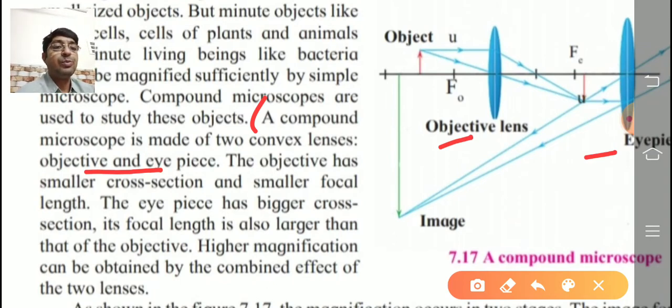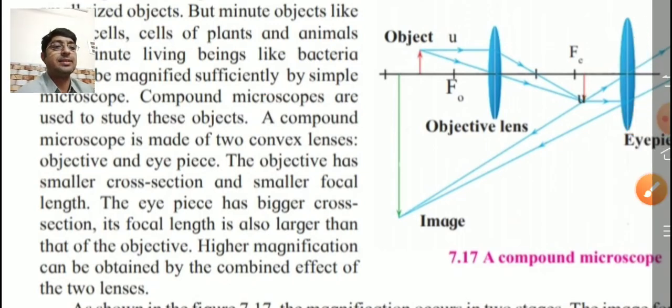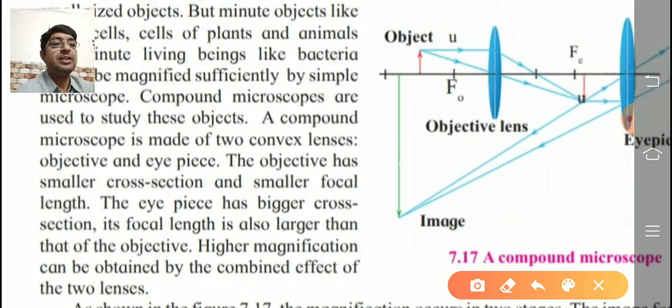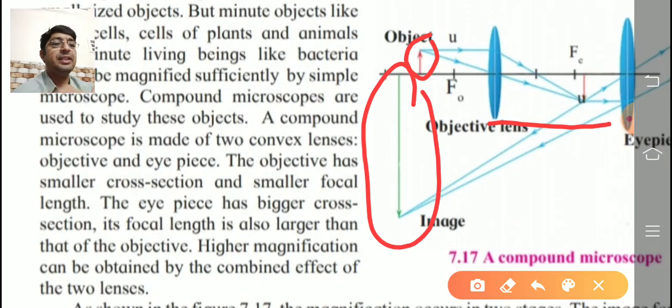Second, the objective has a smaller cross section and smaller focal length. The eyepiece has a bigger cross section and its focal length is also larger than that of the objective. Higher magnification can be obtained by the combined effect of these two lenses. Now check the size of the object and the combined effect of these two, we obtain the magnified image.